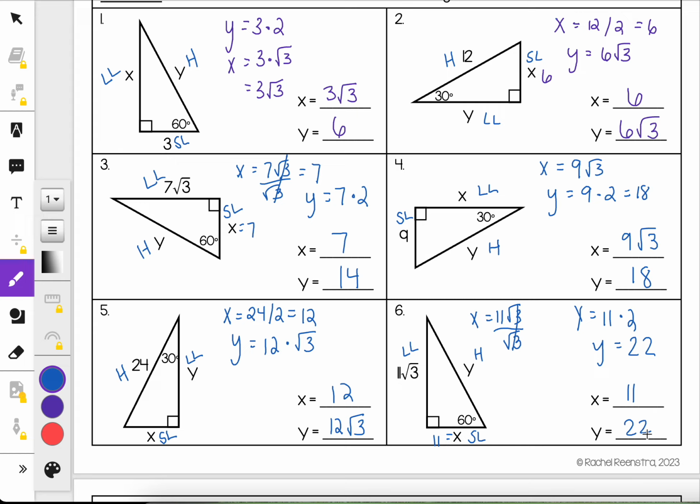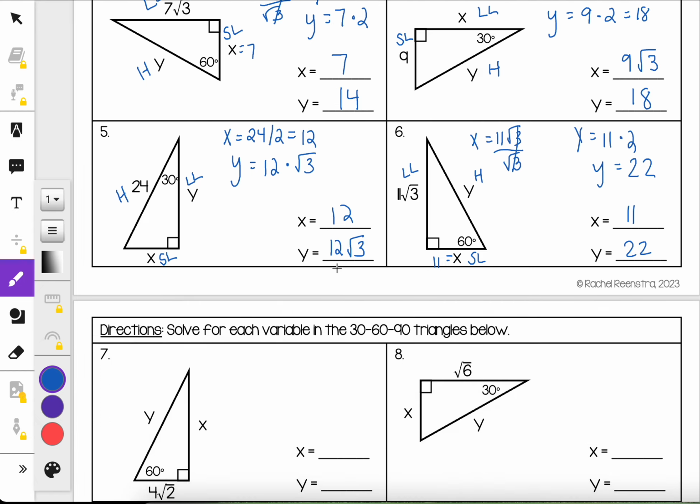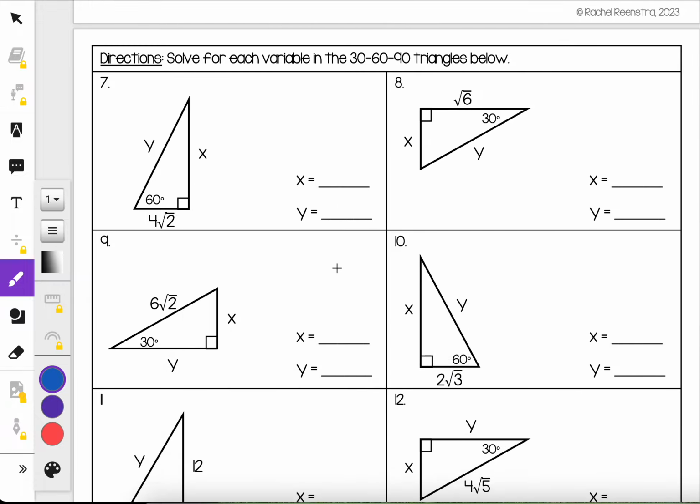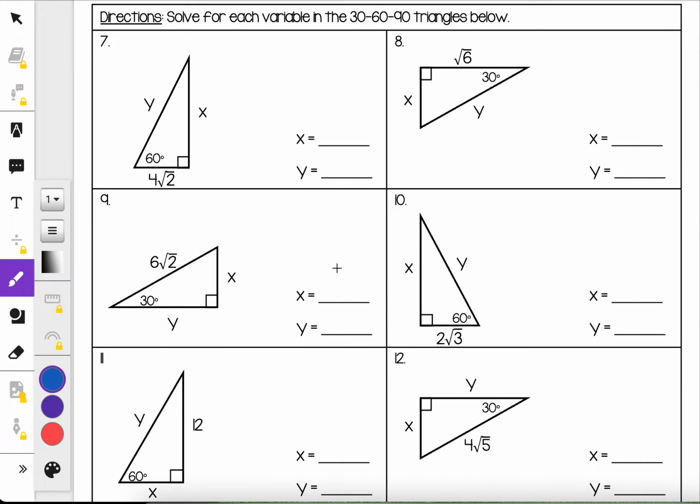Okay, so all of these kind of worked out nice with the radicals. They canceled out. On the back here, we're going to have some that get a little bit trickier with our radical signs. So if we look at number 7, all right, again, I'm going to start by labeling. I have my short leg, my long leg, my hypotenuse. Okay, and I'm actually going to do that for all of my triangles just to kind of get that out of the way.